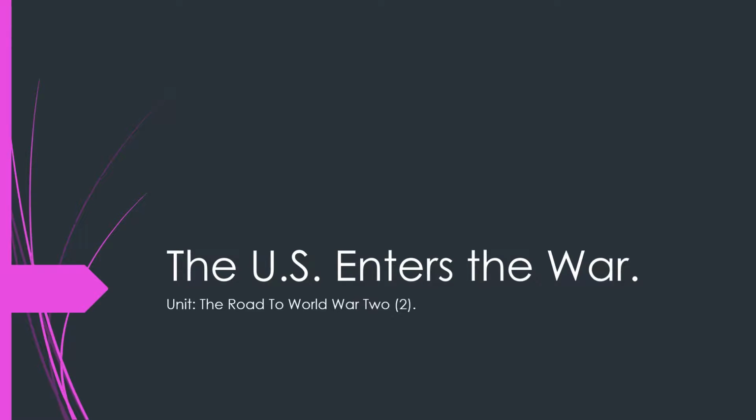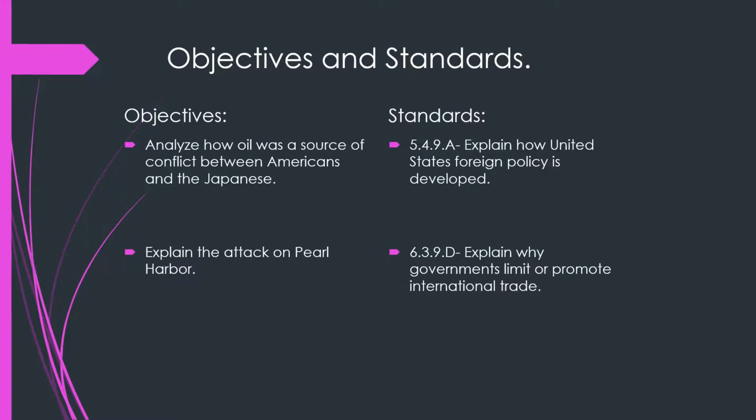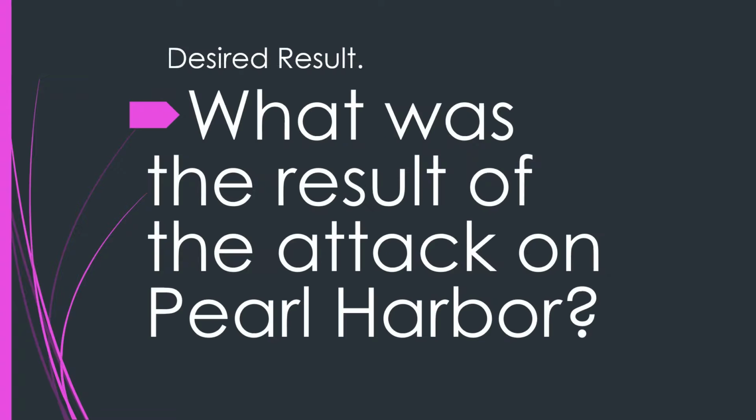This is the U.S. enters the war, for our unit, The Road to World War II. So our objectives and standards are to analyze how oil was a source of conflict between Americans and the Japanese, and explain the attack on Pearl Harbor. Please take a moment to read over the standards. And our desired result is, what was the result of the attack on Pearl Harbor?